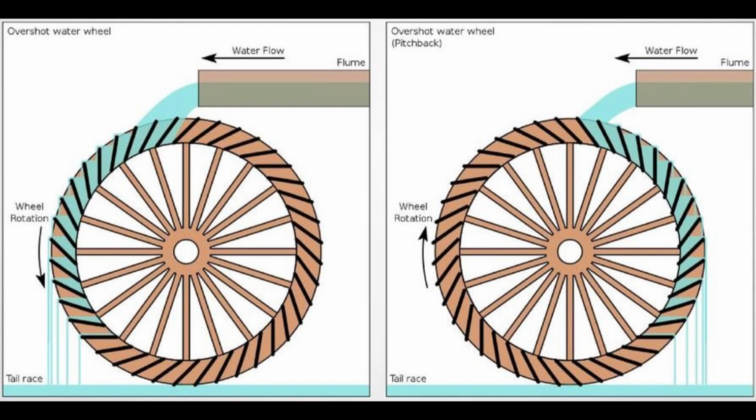The following picture gives information about water wheels with different rotational directions. On the left, we can see a water wheel, which is rotating anticlockwise. On the right, we can see another water wheel, which is rotating clockwise.